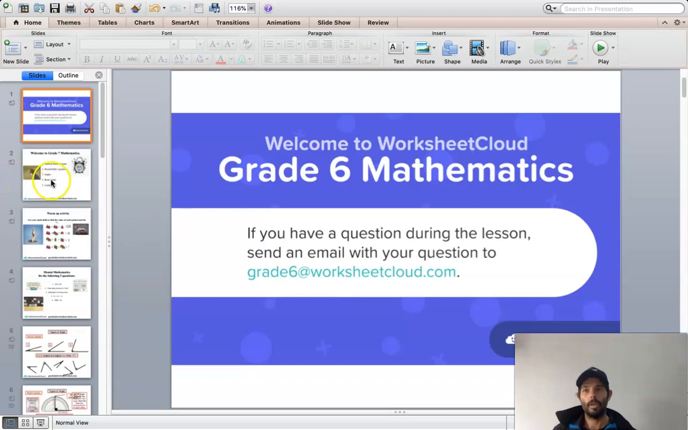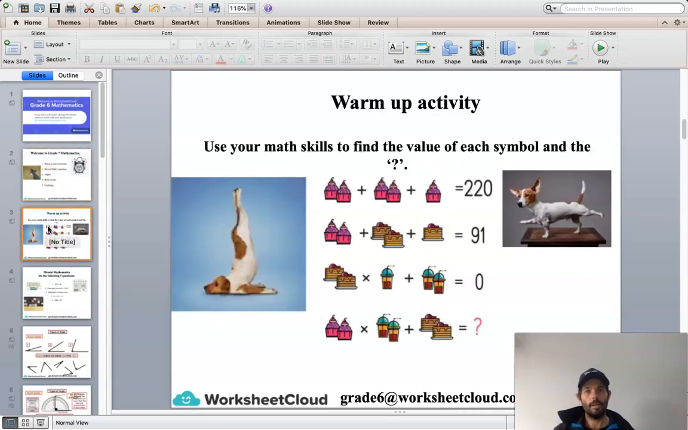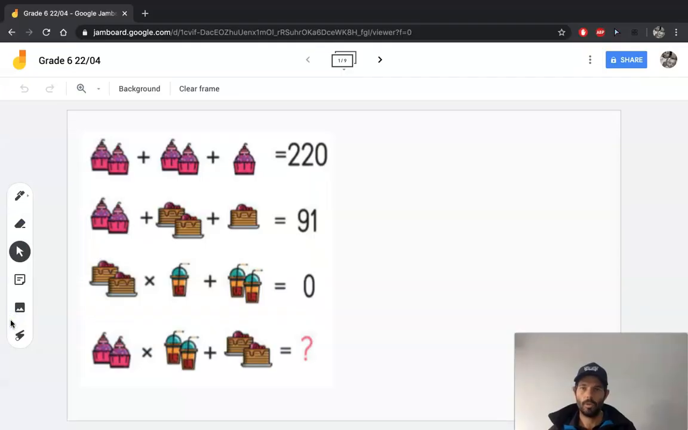Okay, so today we are looking at angles, as I mentioned, and then we've got your warm-up and mental maths questions and brain benders and challenges on either side of that main topic. Your warm-up for today is to find the value of the symbols and the question mark at the end. Go ahead and give this a shot, get that brain warmed up, and press play to see how you have done. Well done for working through that.